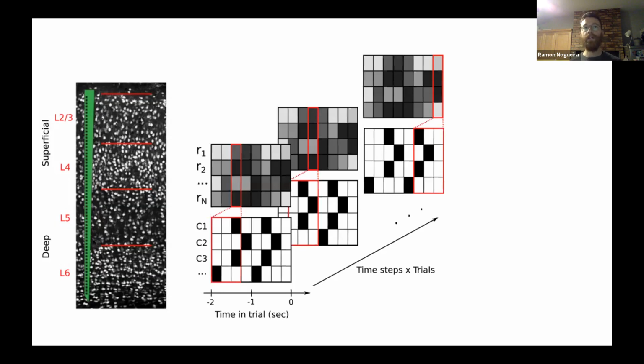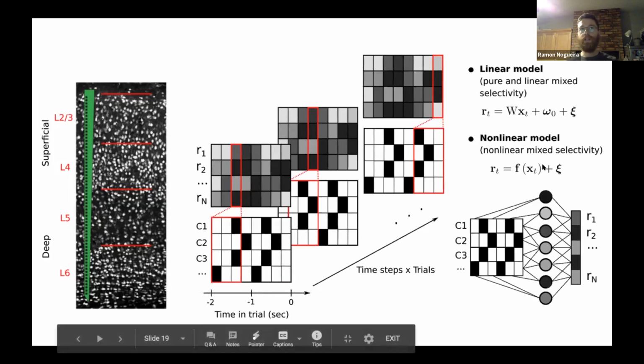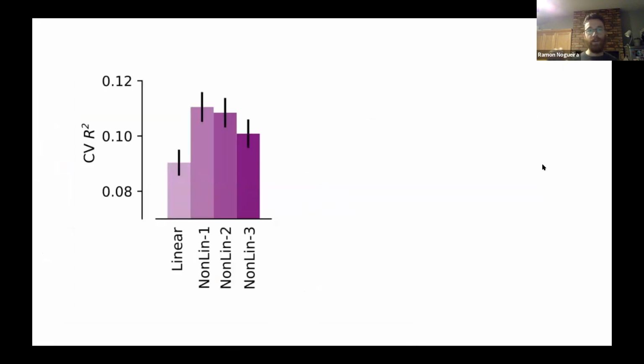Like for the behavioral case, we used different encoding models with different levels of complexity. In particular, we used a linear model that only allowed for pure and linear mixed selectivity, and a set of nonlinear models that allowed for nonlinear mixed selectivity. So what did we find? We found that the nonlinear encoding model with only one hidden layer was the model that best predicted the population activity in the barrel cortex.